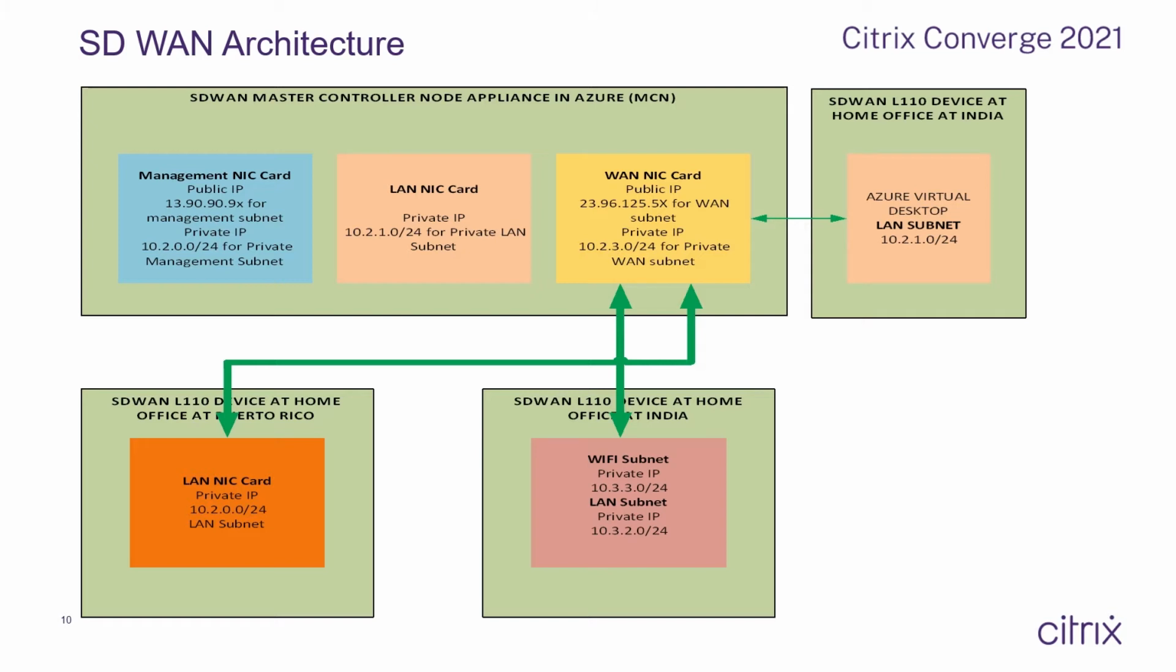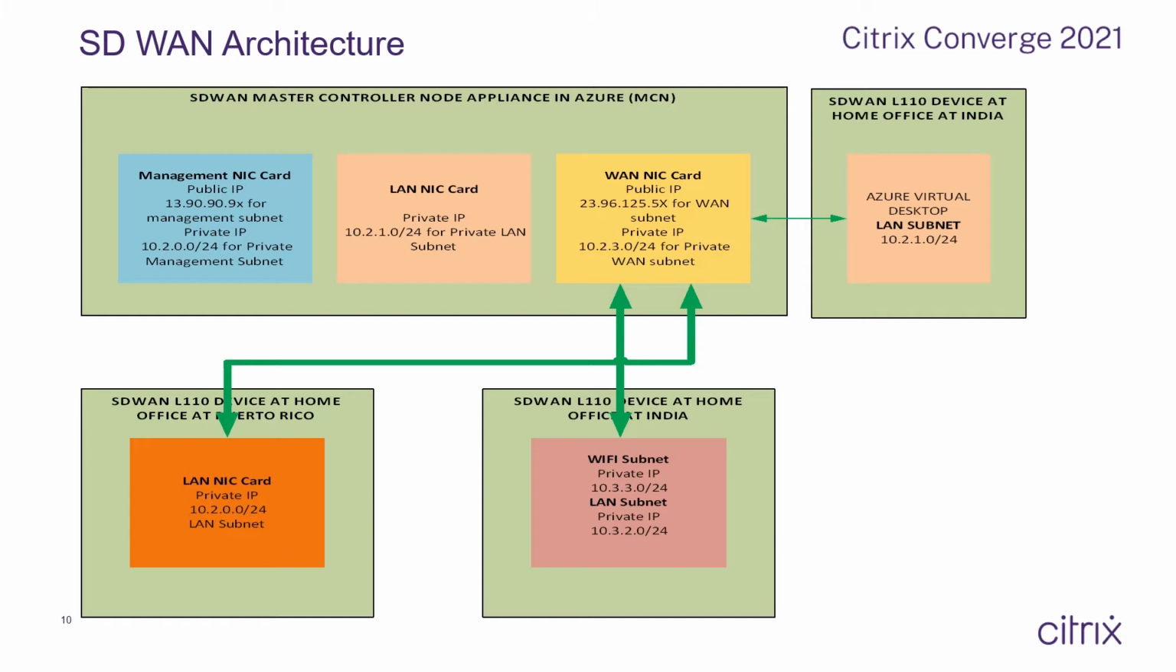It also evolved to be a simple, easy-to-manage branch network. A public IP address is assigned to the WAN-facing interface of the WAN NIC card, and another public IP address is assigned to the management interface of the management NIC card to access the management interface in Azure.